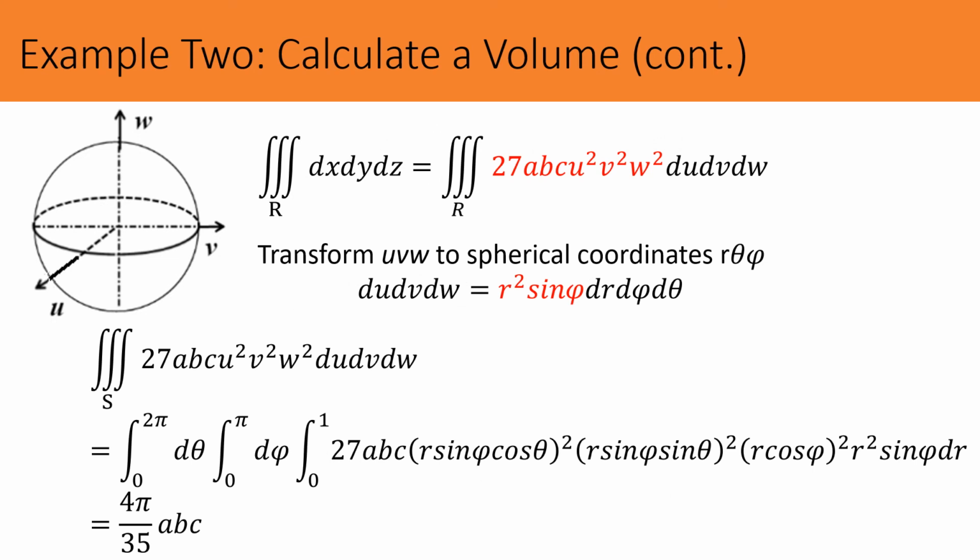Example 2 continued. Continue the calculation of the triple integral over R of dx dy dz, equaling the triple integral of 27abc u squared v squared w squared du dv dw. Now transform uvw to spherical coordinates r, theta, and phi. du dv dw will become r squared sine phi dr d phi d theta. The triple integral of 27abc u squared v squared w squared du dv dw is shown on the slide. The final volume equals 4 pi over 35 times abc.